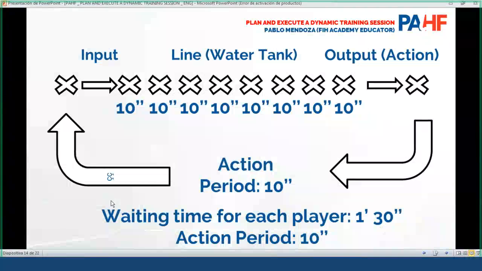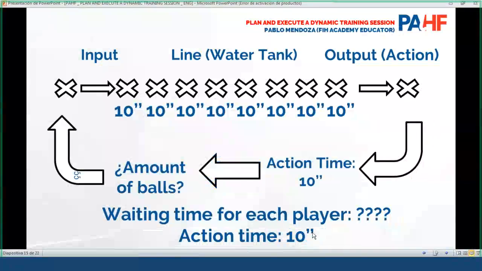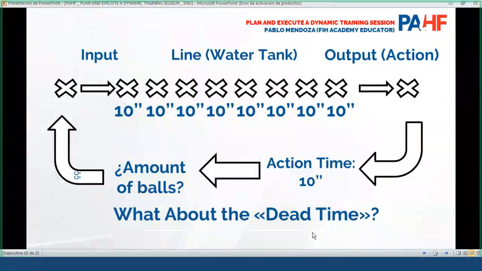So the waiting time becomes longer, because now I have to wait 10 seconds by 9, so that's a minute and a half, and I'm still just playing for 10 seconds. And now what you guys said before, if we don't have enough equipment, we don't have enough balls, or the dead time, the coach decided to make corrections every 2 seconds because he sees the correction fine, but he or she talks too much. Now the exercise, the waiting time is even longer.